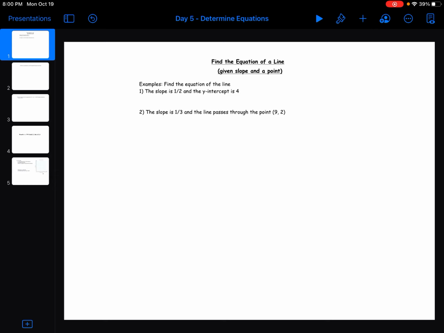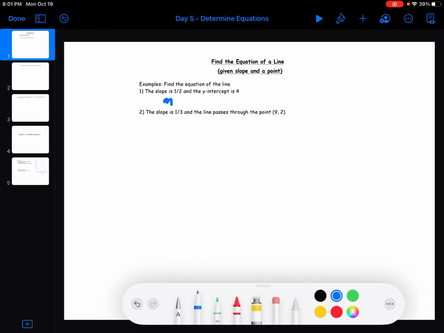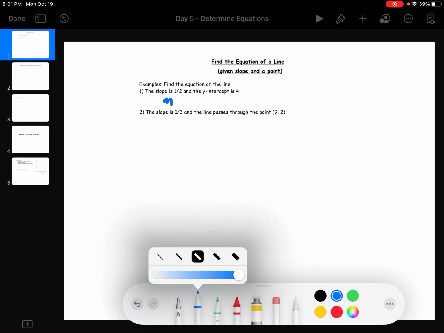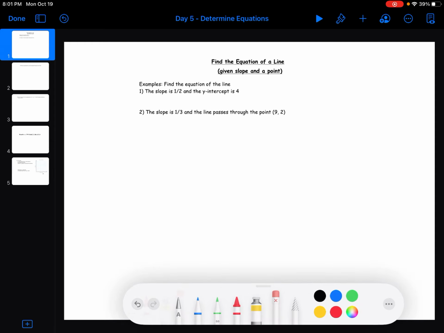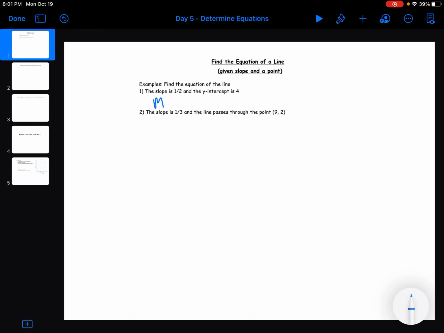So the first thing we're going to look at here is a slope of 1/2. Let's make that a little smaller. And we'll erase this. So we've got a slope of 1/2 and a b value of 4. So it just says to write an equation. So what we're going to do is we know we have y equals mx plus b. This is our general equation.